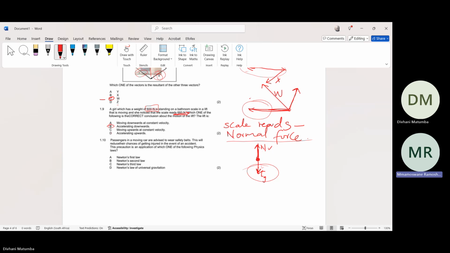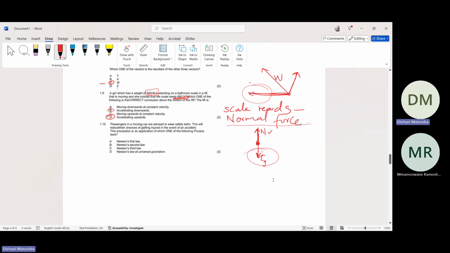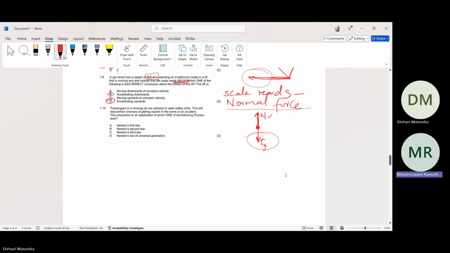Oh, so that means the scale is pushing you upwards. Therefore, the acceleration is upwards. Do you remember the concept we talked about, the concept of weightlessness? Did you do it in class? Yes.